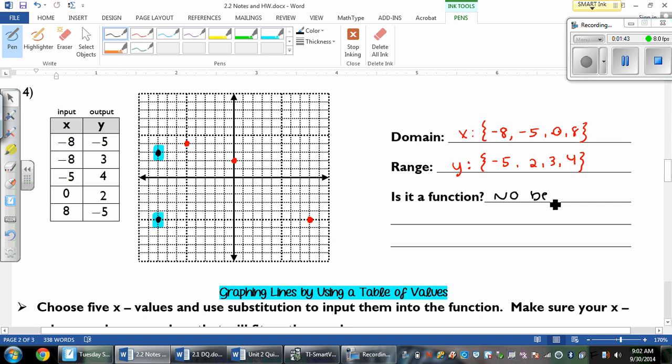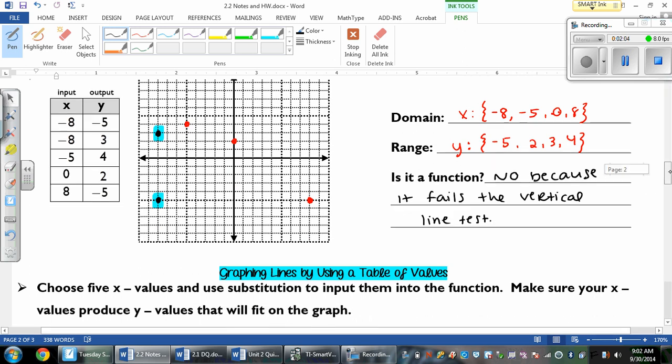No, because it fails the vertical line test. Okay? So you don't want points directly above each other. If you have that, it fails the vertical line test, meaning it's not going to be a function.